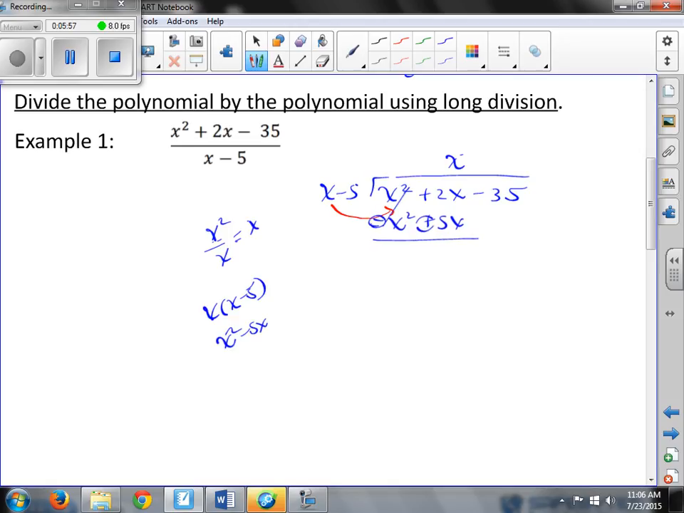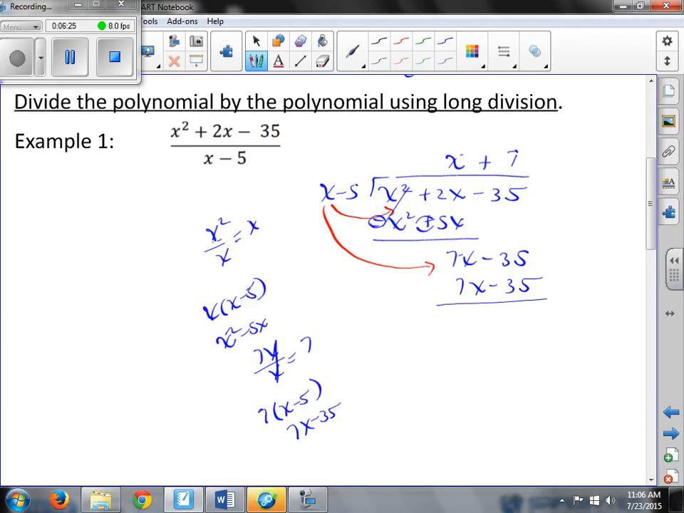The x squareds drop out. 2x plus 5x gives me 7x, and I'll bring down the negative 35. So now I want to go x times what makes 7x, or I could say that 7x divided by x gives us 7, so I have plus 7, and then 7 times x minus 5 gives me 7x minus 35. 7x minus 35. When I change the signs, you see it all drops out and has 0 for a remainder.